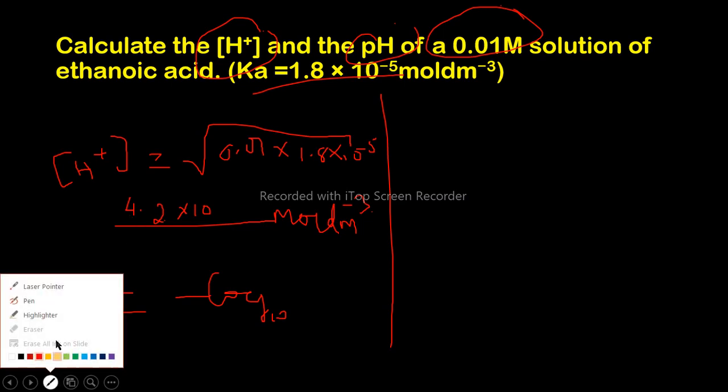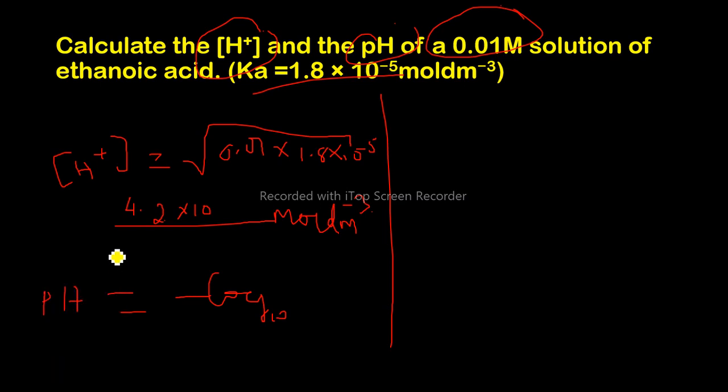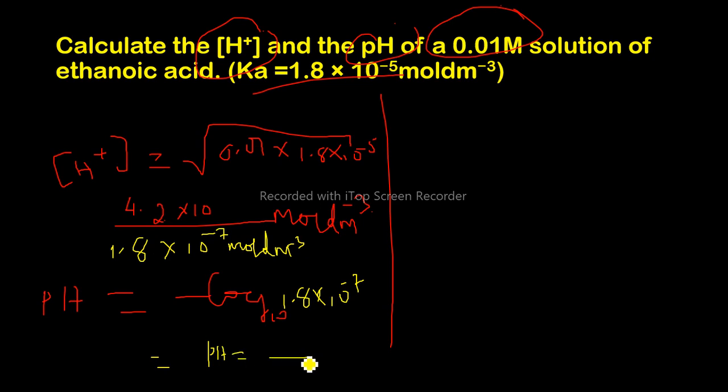1.8 times 10 power negative 7 moles per decimeter cubed. And so when we substitute 1.8 times 10 power negative 7, what is the answer? What is the answer? The pH is, you can drop it in the chat box. Let me find the answer.